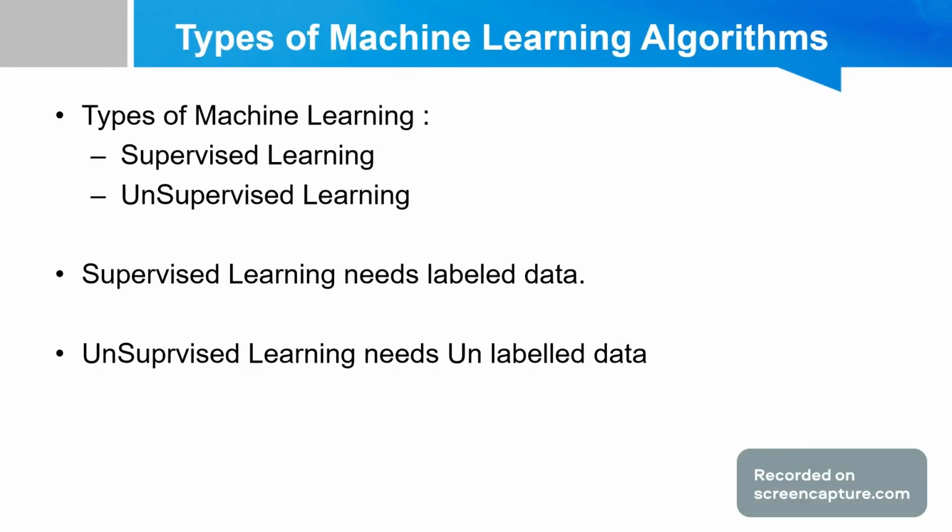Next, here we have two types of machine learning algorithms. First one is supervised learning, and second one is unsupervised learning. In supervised learning, we are dealing with a labeled data set which has the output, the raw output. And in unsupervised learning, we are dealing with an unlabeled data set. We don't have the output. So what is the output here?